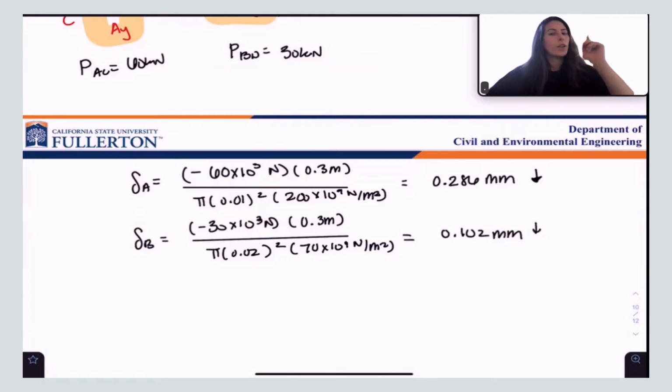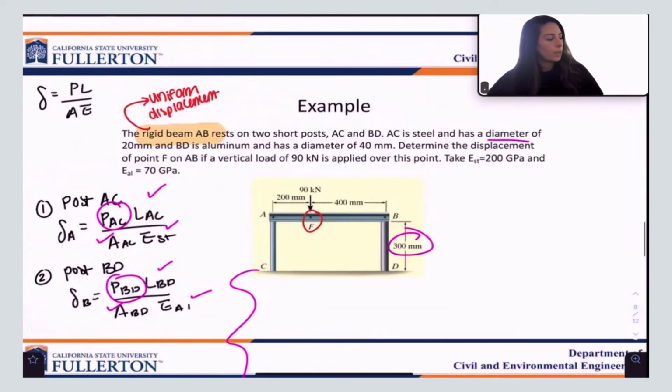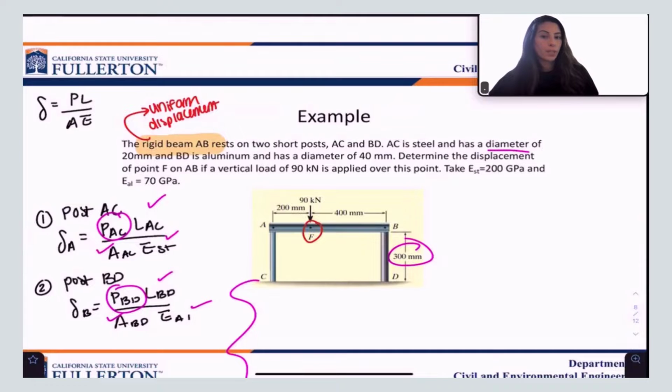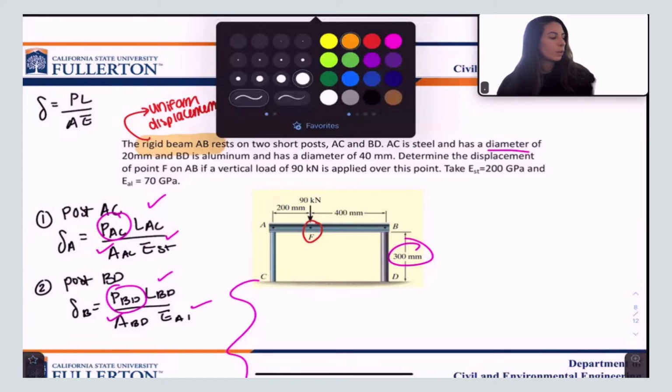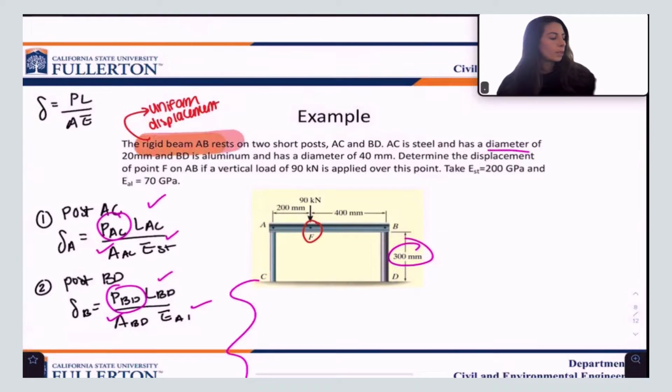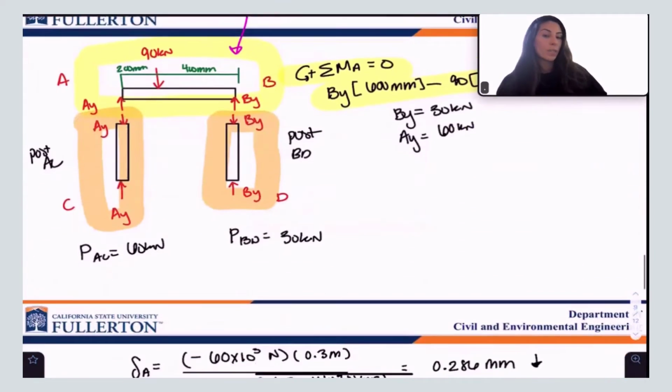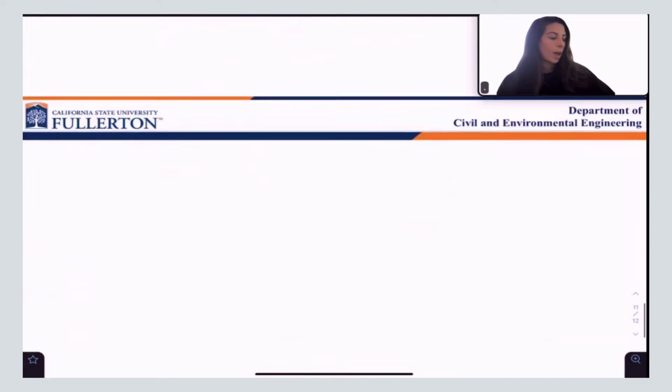Am I done here? Not quite, because the problem asked for the displacement at point F, and I have the displacement at points A and B. So how do I now translate this to the displacement at point F? I have to come back here and remember that this is developed for a rigid beam, which means uniform displacement. So I can use a simple trick to figure out the displacement at any point on that bar. I'm going to come down here and show you what that trick is.